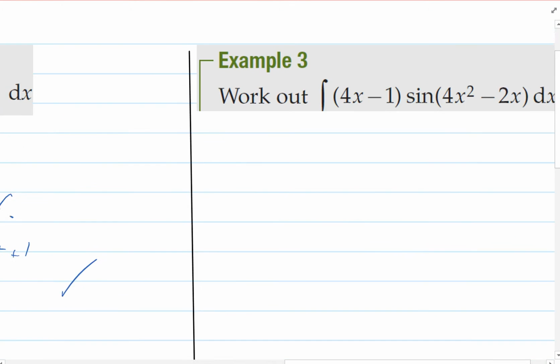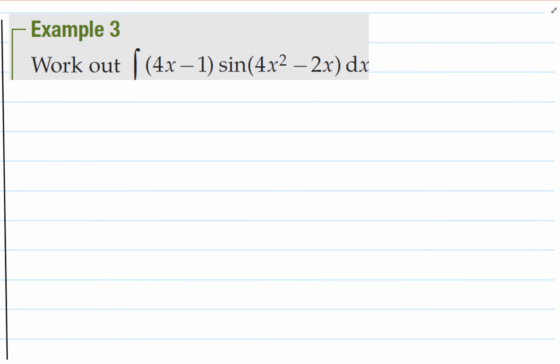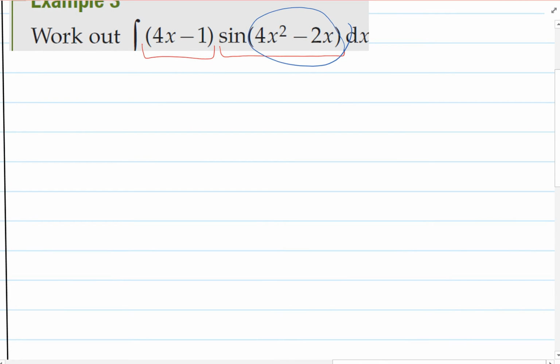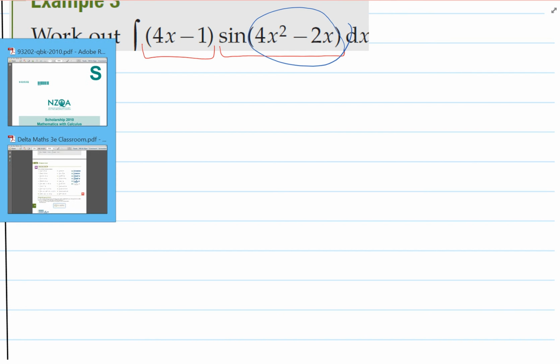Okay, let's look at our second example here. So we've got to identify our product and our function. Here's one part of our product and here's our other part of our product. And we also have this function of sine x that we have to deal with. And here, because we're integrating, we're going backwards with our trig.